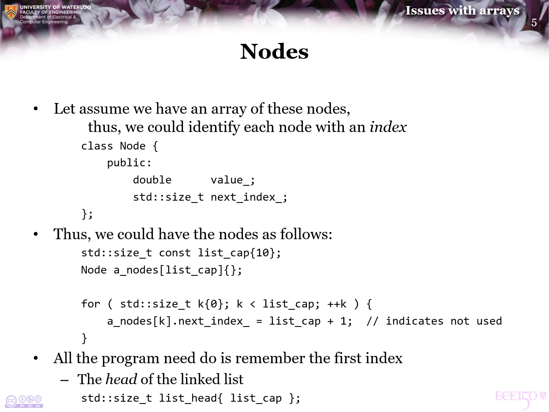Now, to remember a linked list, just like I only had to remember the name of the first student, the program only has to remember the index of the first entry of that linked list. So all the program has to remember is one index. We will call that index list head. And to indicate that there are no nodes in this linked list so far, we will set list head to be the capacity of the array.